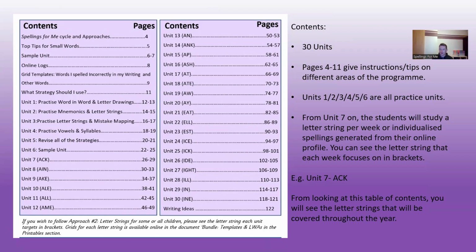We have a lot of practice units in Workbook A. We have 6 practice units. 1, 2, 3, 4, 5, and 6 are all practice units. From Unit 7, the students will study a letter string per week. If you look at the table of contents on the left-hand side, you'll see on Unit 7, they're going to study ACK words. In Unit 8, they're going to study AIN words. In Unit 9, they're going to study AKE words. These words will come from a set list that I'm going to show you in the next few minutes.